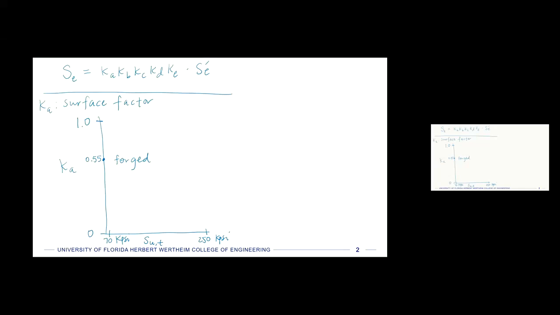That means our Ka is going to drop for stronger materials, and so this is why the plot goes down so far. It goes down something like this, and the lowest you could really ever have is something like 0.2.